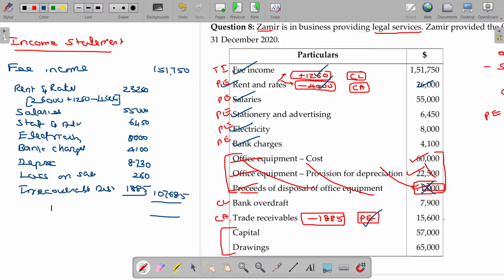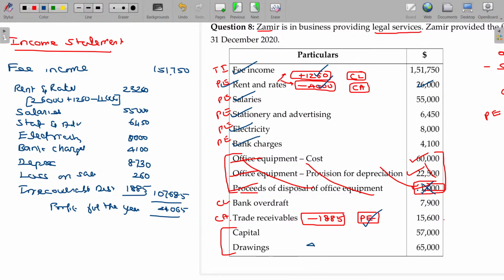Then profit for the year, 44,065. We'll now finish off the financial position also. If you have any doubt, you can ask me, else I will go for preparing the financial position statement.